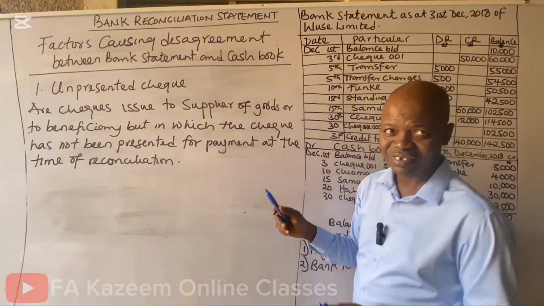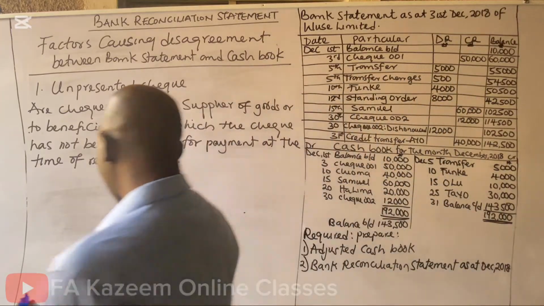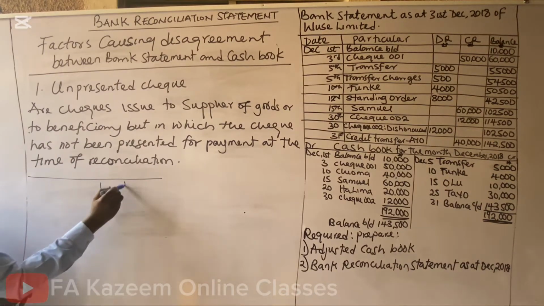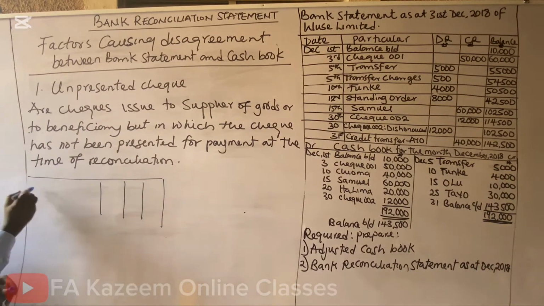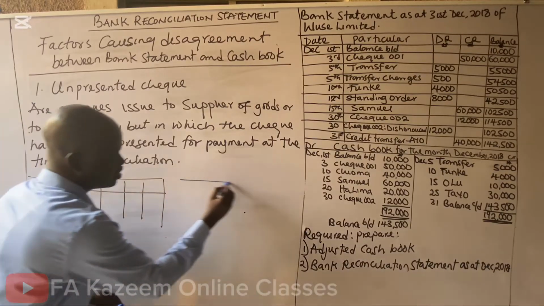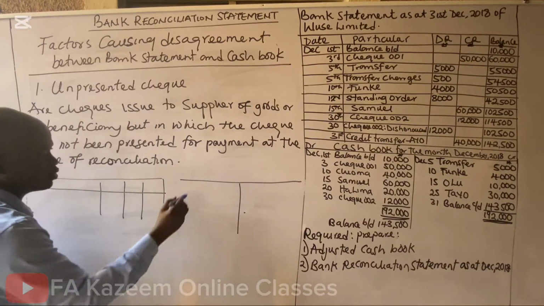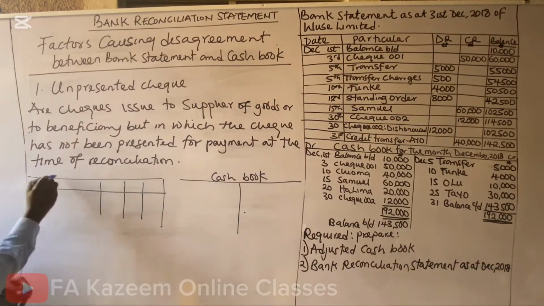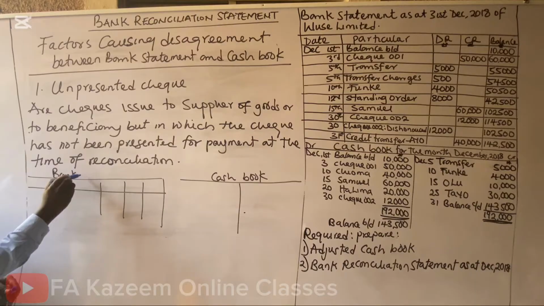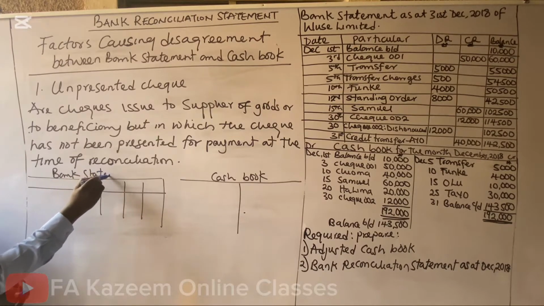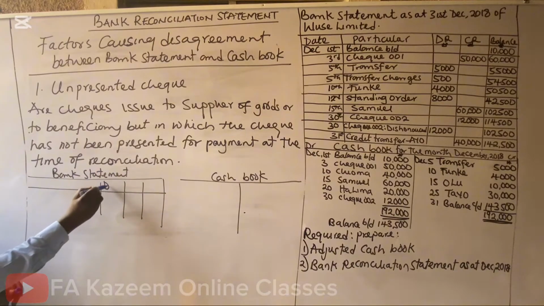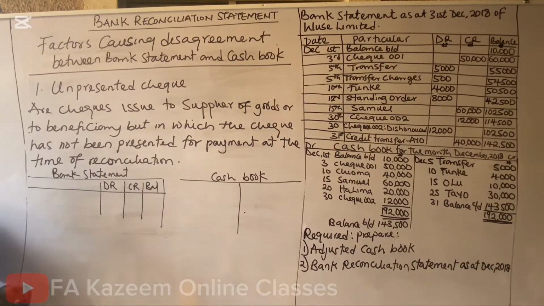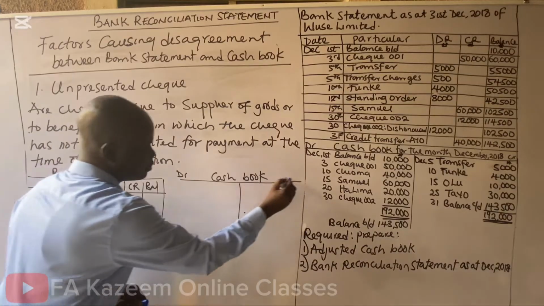How can this cause disagreement? Let's look at it this way. This is the bank statement in a very simple way, and this is the cash book prepared by the customer. This bank statement has a debit, a credit, and a balance. On the cash book, this is debit, this is credit.